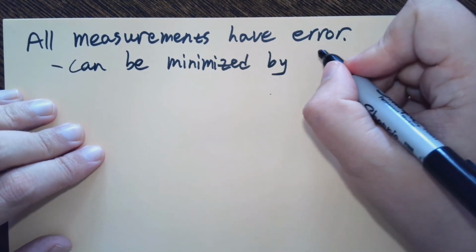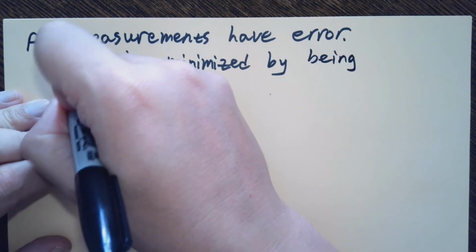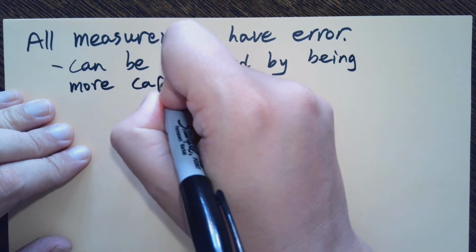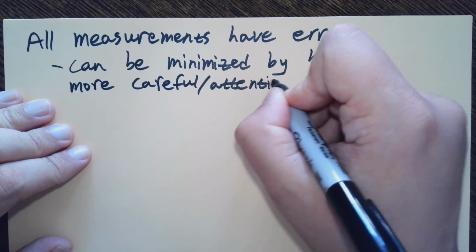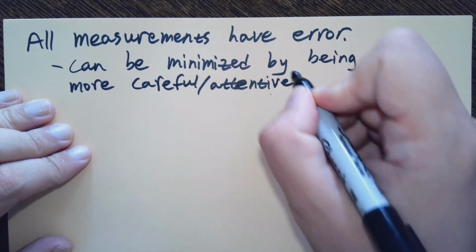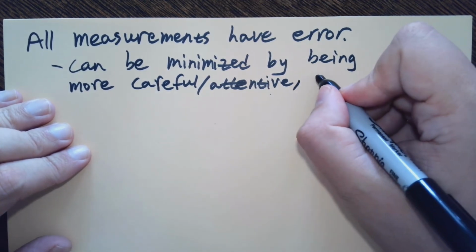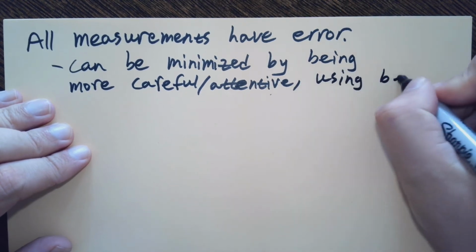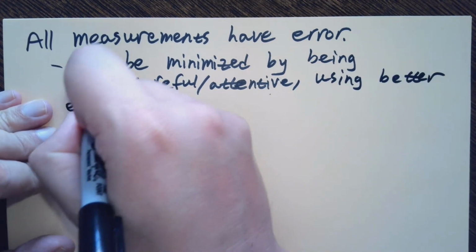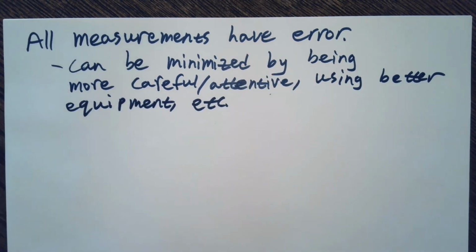So we can be more careful and attentive. You can put a little more thought into your measurement. You can do this by using better equipment. Anything like that. And so essentially you just spend more effort, time, and money to get better measurements.